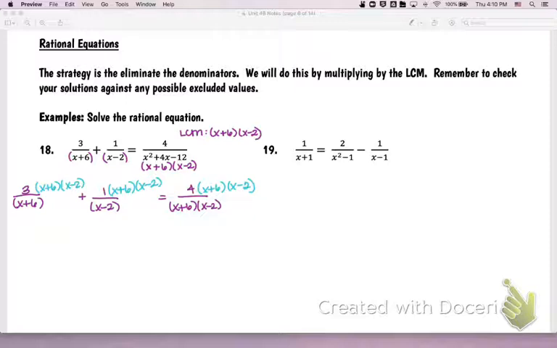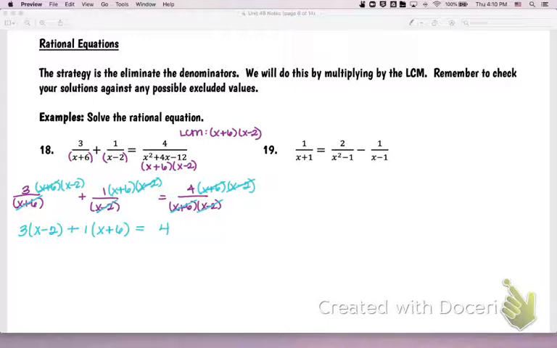Why do we do this? Well, let's look at what happens now. X plus 6, x plus 6. So we're left with 3 times x minus 2. Plus, these divide out, so we're left with 1 times x plus 6 equals, everything divides out over here, so that's equal to 4. If your denominators don't all divide out, then that means you didn't pick enough for your LCM. Everything should be gone if you choose the right LCM, okay?